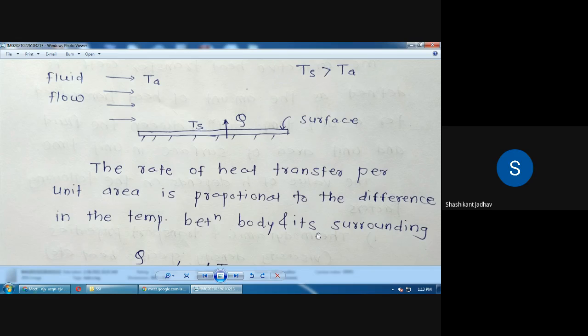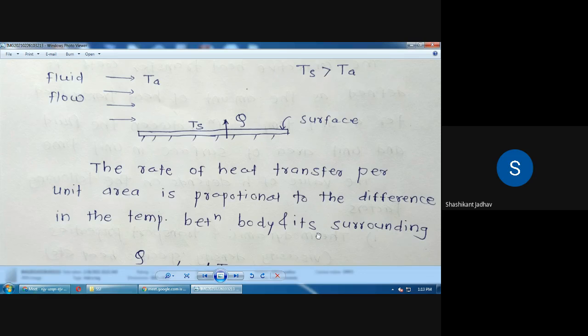Body and its surrounding. Here the plate is given. The plate has a temperature, that is Ts. That is nothing but the body. And at the surrounding of this particular body, there is a fluid flow. That fluid is nothing but air; we have to consider air also as a fluid.